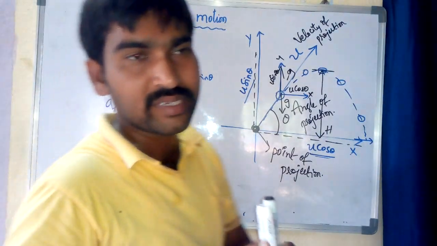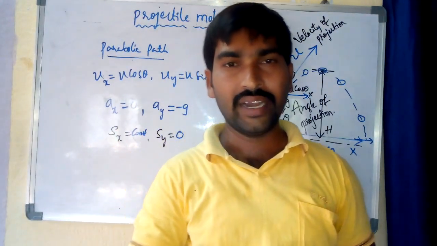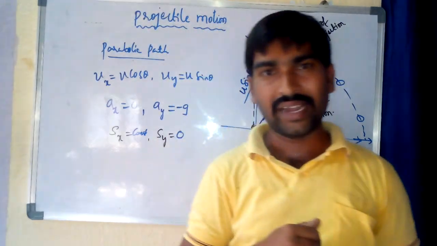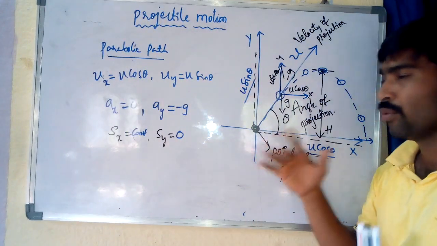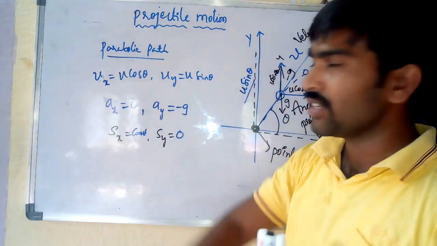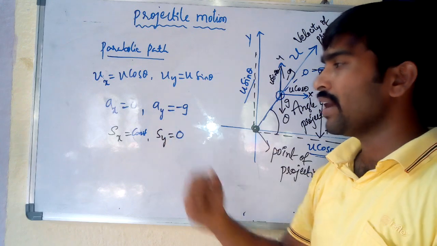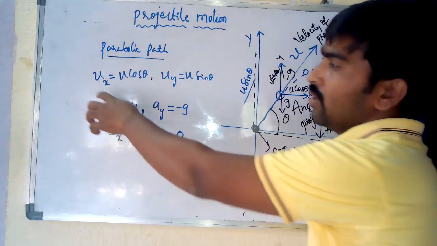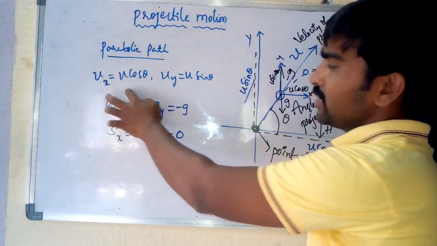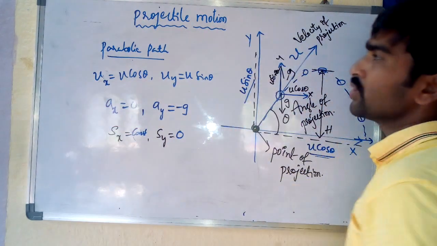So what is projectile motion? The motion indicates a parabolic path. It is under gravity, upside. Always it is upside, under the gravity of your motion. So what is the acceleration about that? Along the x direction, it is equal to 0. Then along the y direction, it is minus g. We know the values of velocity. Along the x direction, it is u cos theta. Along the y direction, it is u sin theta.